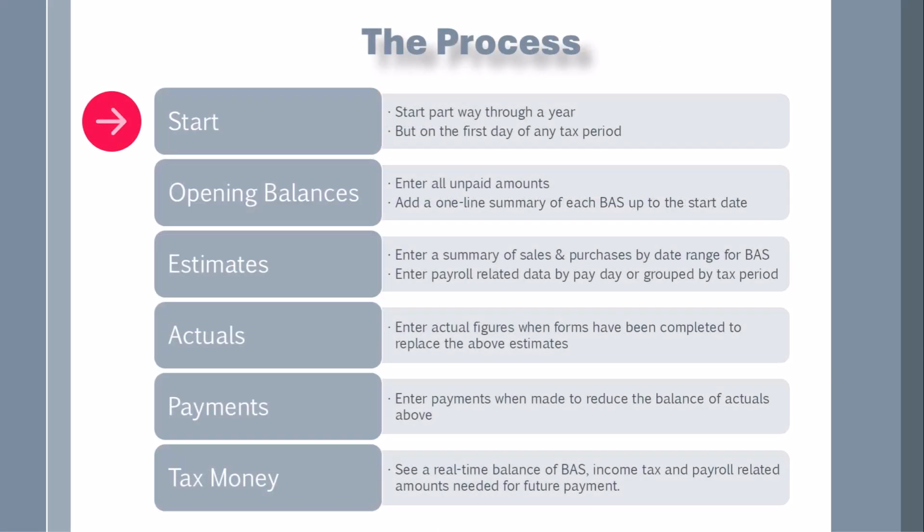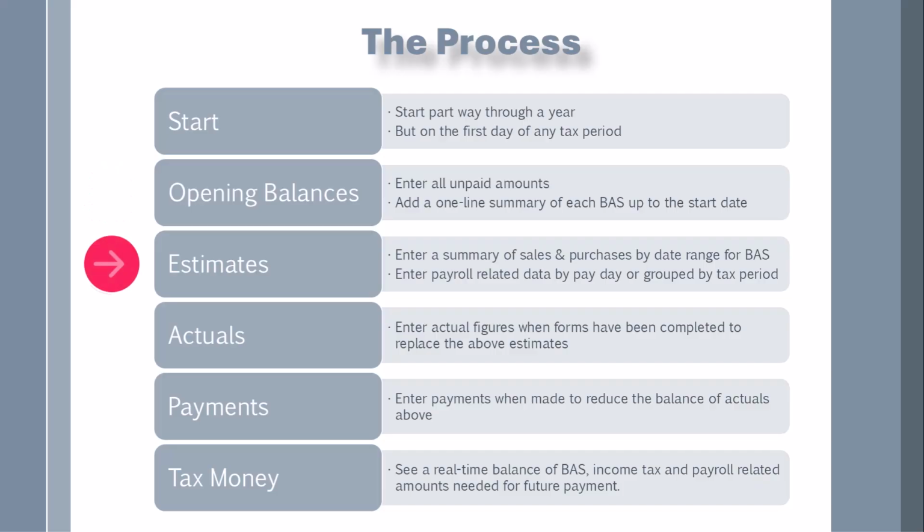You can start using this calculator partway through a financial year, but the start date for entering transactions must fall on the first day of a tax period. You enter opening balances of all unpaid amounts and a one-line summary of each BAS lodged before the start date. These summaries are used to make an estimate of tax payable on the return at the end of the year if you're using a PAYG instalment rate that's higher than the one on your BAS.